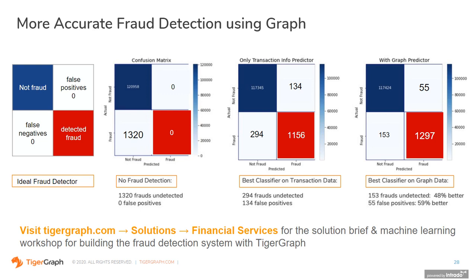And this is when we add the graph features. So we've detected more of the real fraud cases. We have also reduced both the false negatives and the false positives. So there's only 55 cases where we blocked a transaction when it in fact was legitimate.